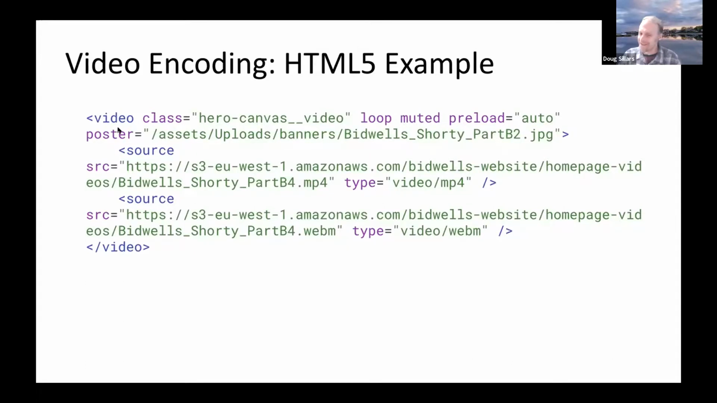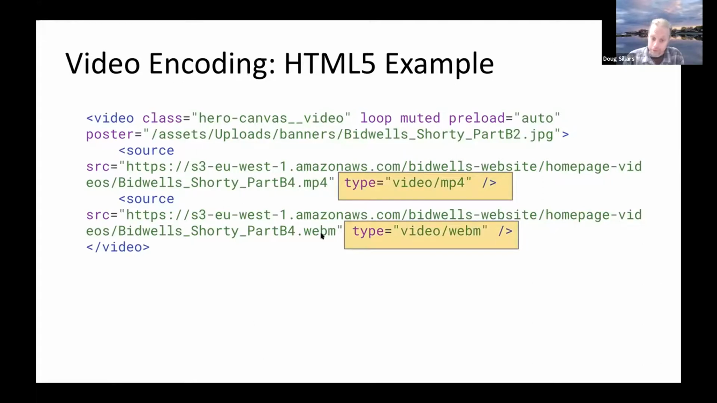This one isn't live anymore. They changed their video. But this is an example of how people make mistakes with the source attributes. If we look here, this is a video, it's got its class, it's going to loop. They use JavaScript to autoplay it. So there's not an autoplay here, but as soon as it's loaded, they use JavaScript to autoplay. We have a first source, which is an MP4, and a second source, which is a WebM.